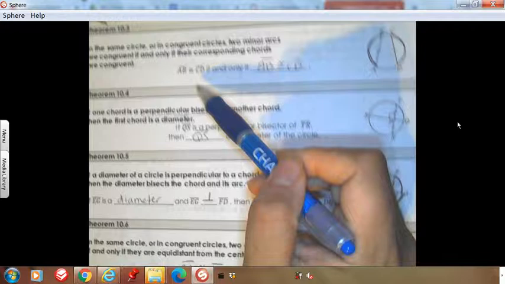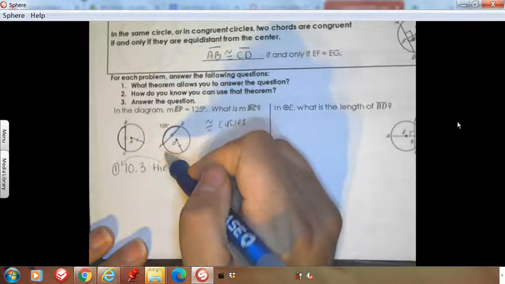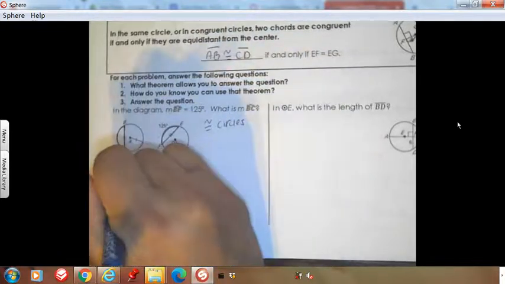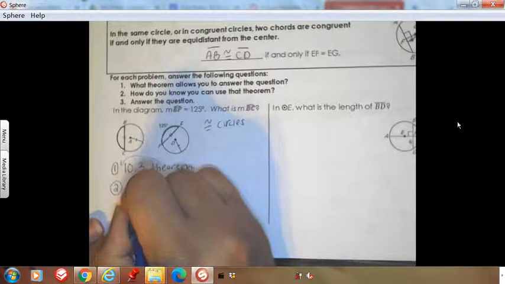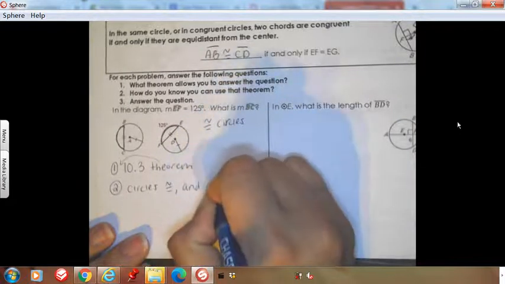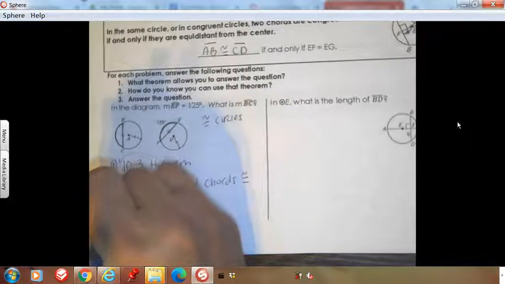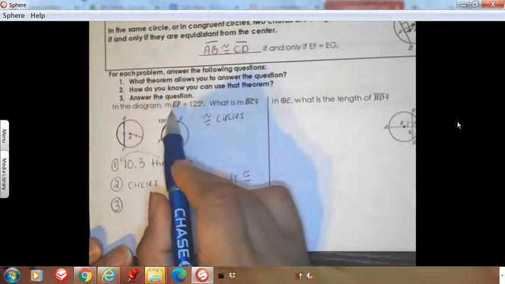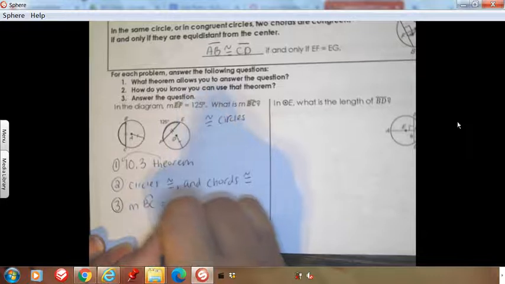So that's what we're seeing here, that the chords EF and BC are congruent to one another, so that's why we know that their arcs will be congruent. To give a little bit of an explanation, not a whole lot, I'll write down that the circles are congruent first of all, and the chords are congruent. You could say which chord specifically. You could say BC is congruent to EF if you wanted to mention that, but really we just have to answer the question, which is, in this case, if the measure of arc EF is 125, then the measure of arc BC is also 125 degrees. So this is really the answer.